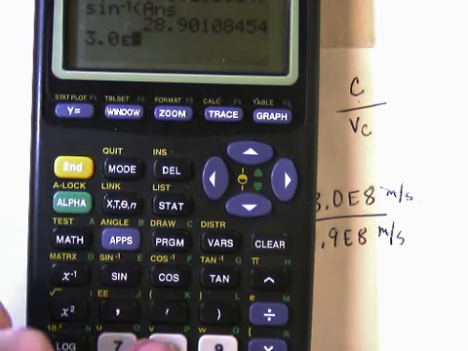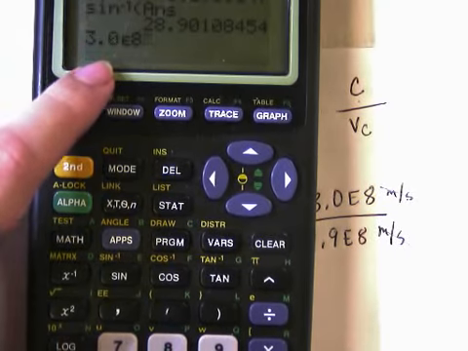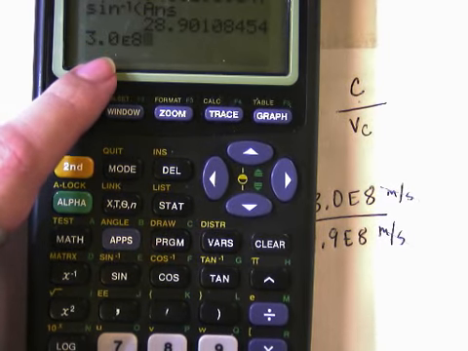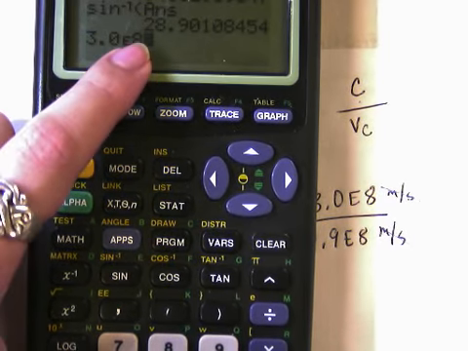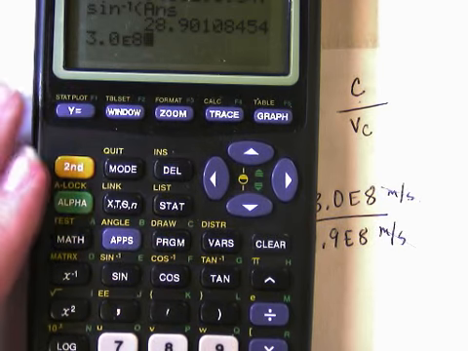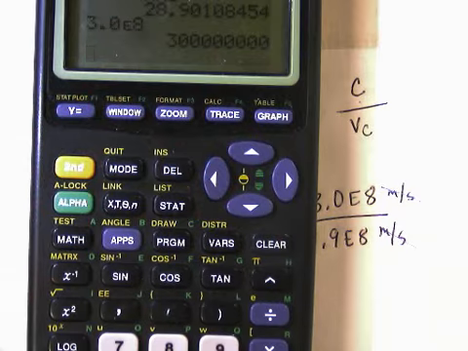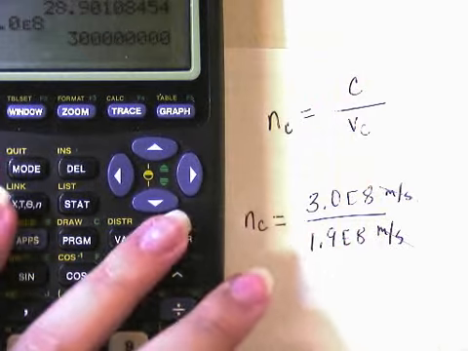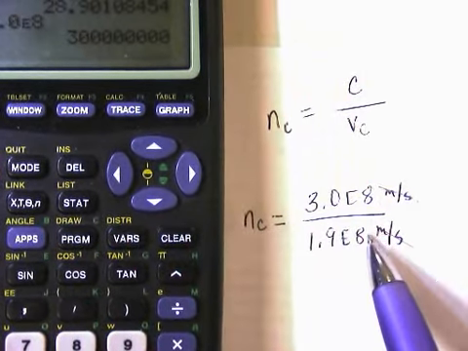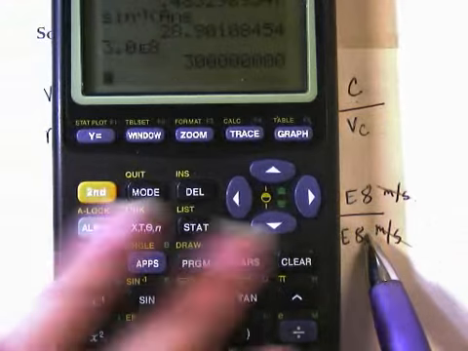At this point, all you need to do is type in your exponent. So this, the calculator interprets as 3.0 times 10 to the 8th power. Okay. If you don't trust it, you can go ahead and enter, and then you'll see you've got the correct number of zeros. Going back to our problem, we've got 3.0 divided by 1.9 times 10 to the 8th.